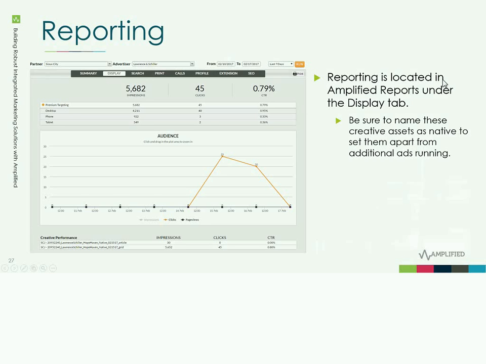And the efficacy of these Native ad units will be tracked in the Amplified dashboard under the Display tab. Please note that this reporting is alongside any additional owned and operated impressions that are active. So be sure to name the Native assets accordingly to set them apart and distinguish them from other ads that may be running.